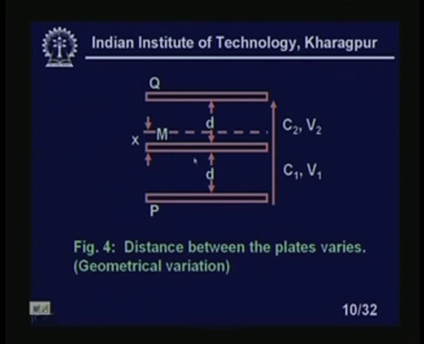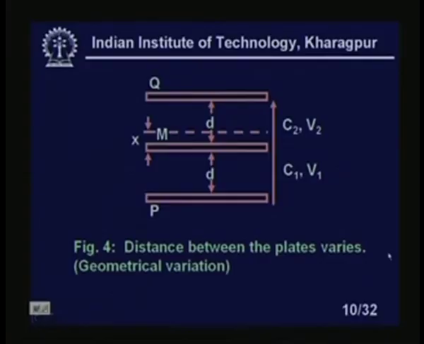Now, suppose I push this plate M slightly upward by a displacement of X meters, then what will happen? You see, if you displace it, the capacitance between M and Q will increase and the capacitance between M and P will decrease. Again the same advantage I am getting: if I put them in the opposite arms of the Wheatstone bridge, I will get a larger unbalanced output, right. Here the distance between the plates varies, a geometrical variation, and again I am getting a differential output here, right.